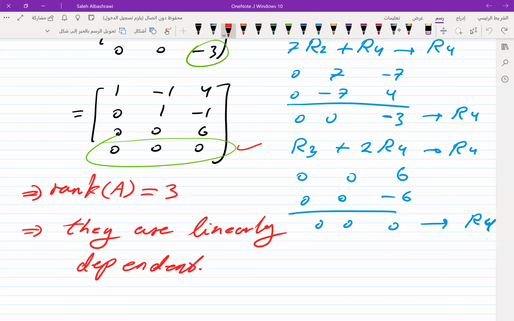So this is the idea of checking whether the given vectors are linearly dependent or linearly independent. Convert the matrix to echelon form or row echelon form. If you find that one of the rows became equal to 0, in that case, the vectors will be linearly dependent. If none of the rows equals 0, then they are linearly independent. And if your matrix is a square matrix, you can take the determinant. If the determinant equals 0, then they are linearly dependent. If it is not equal to 0, then they are linearly independent.